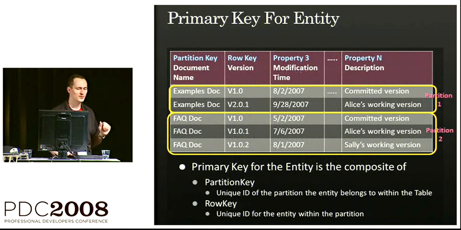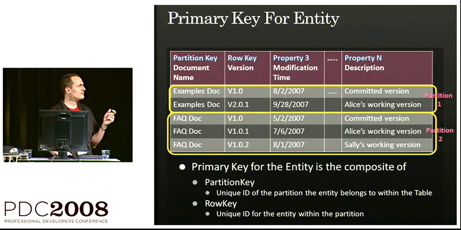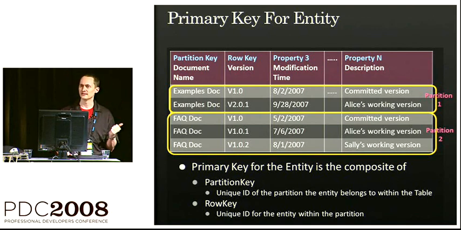Now, the last thing I want to show with this example is the second column, which is the row key. The two keys, if you remember when I started this section, that you have to have for every entity are the partition key and the row key. The partition key identifies what partition an entity is in, and the row key is just the unique ID of the entity within that partition.